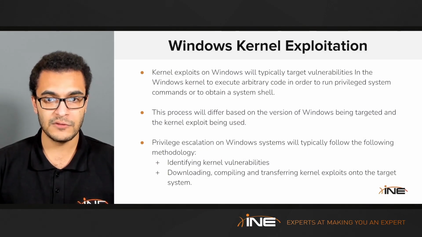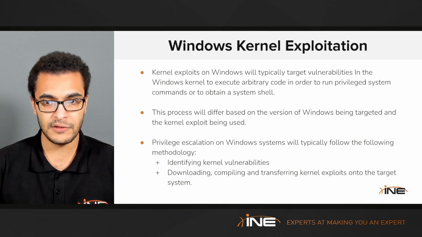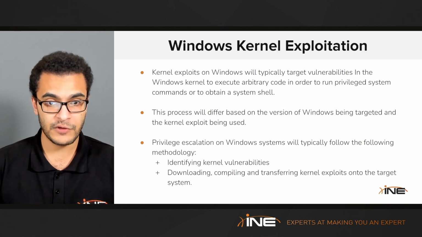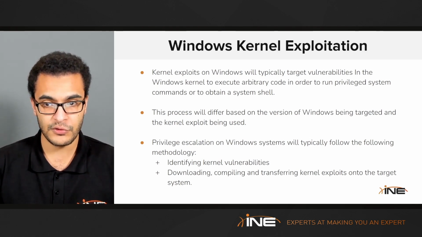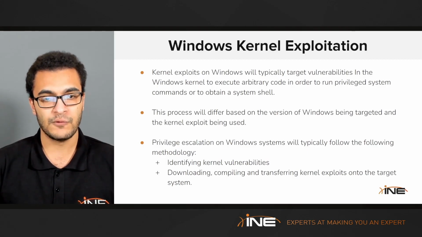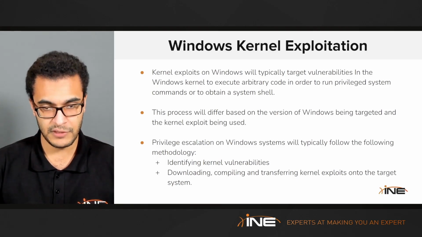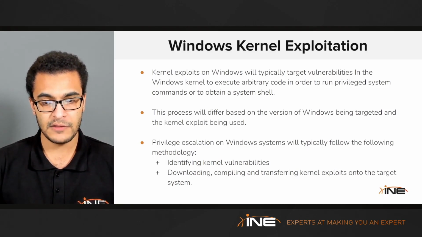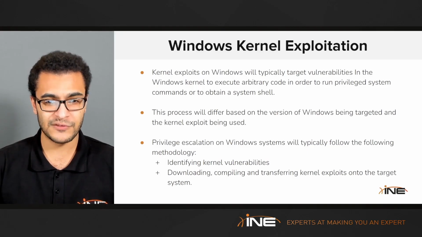Now, in terms of Windows kernel exploitation, kernel exploits on Windows will typically target vulnerabilities in the Windows kernel to execute arbitrary code in order to run privileged system commands or obtain a system shell. And of course, there are multiple vulnerabilities within the Windows kernel, as we'll be exploring shortly. It's very important to note that this process will differ based on the version of Windows being targeted and the kernel exploit being used.